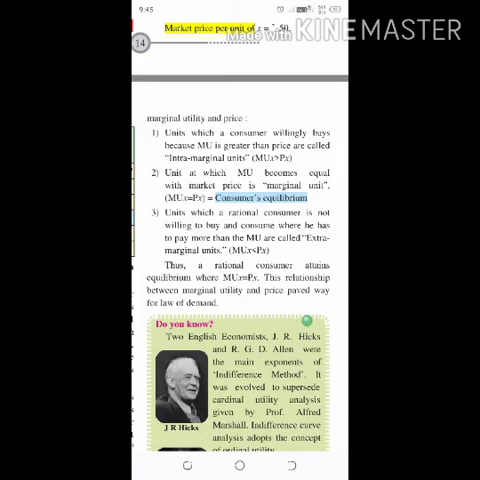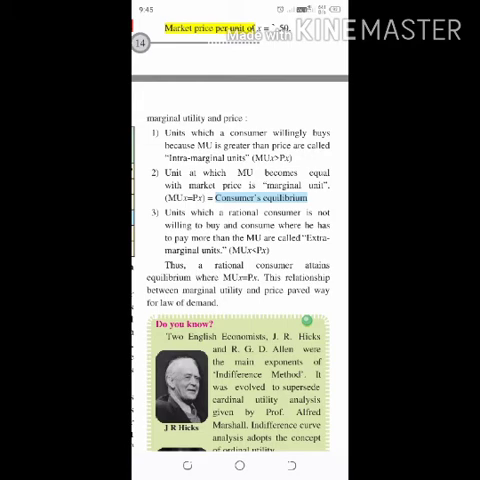This is the best available price the consumer sees, and he feels that this is the lowest price at which he can buy any goods. That is, I can buy the goods at this price, the consumer thinks, and buys the product. That price is basically called consumer equilibrium.